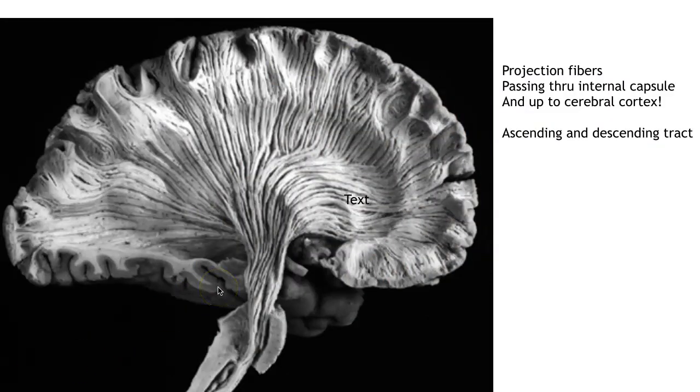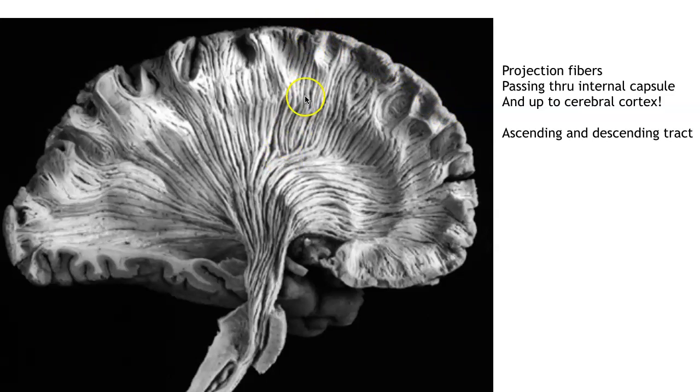Now this is a dissection of projection fibers. This is beautiful. You can see the fibers, these heavily myelinated fibers going up into the cerebral cortex. Here is the cerebral cortex, this thin little part up here.